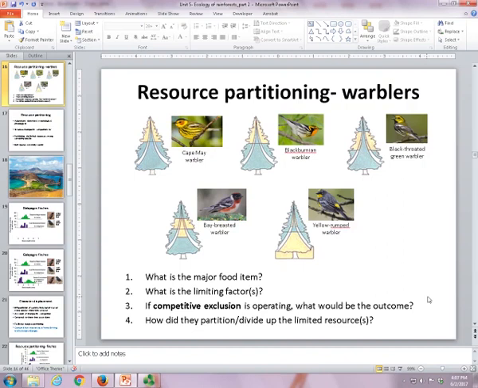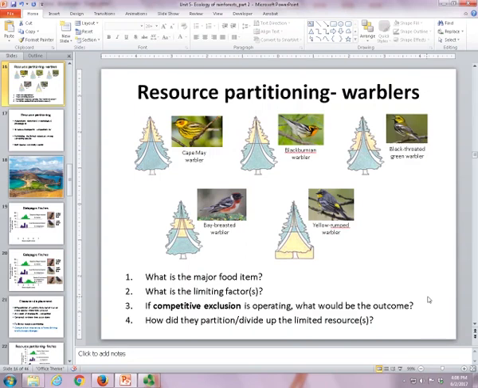It's foraging space, right? And we have already learned about the competitive exclusion. If the competitive exclusion is operating, what would be the outcome? That theory basically says if there's two or more interacting or competing individuals in a given system, eventually one would dominate the system by forcing others to go extinct. So in that sense, you would expect one or two species of warblers in this system.